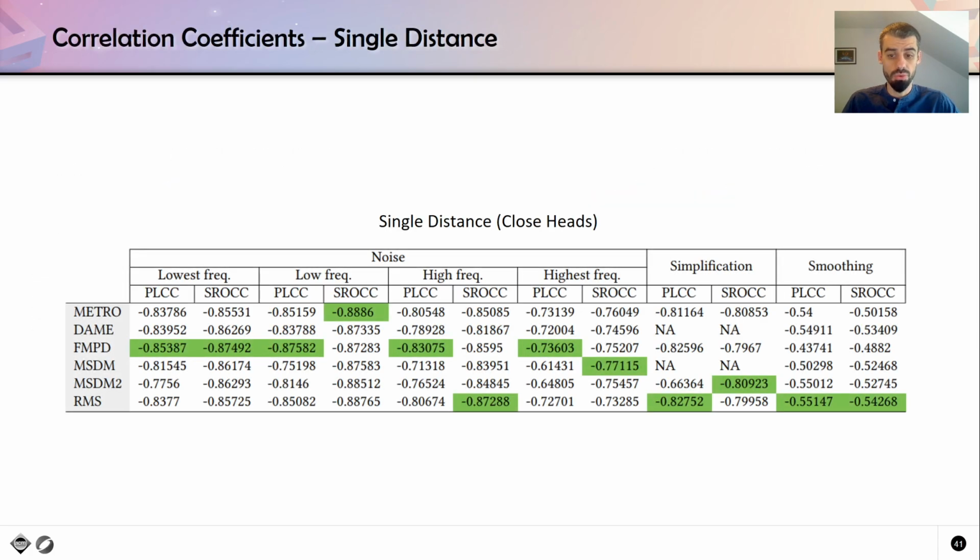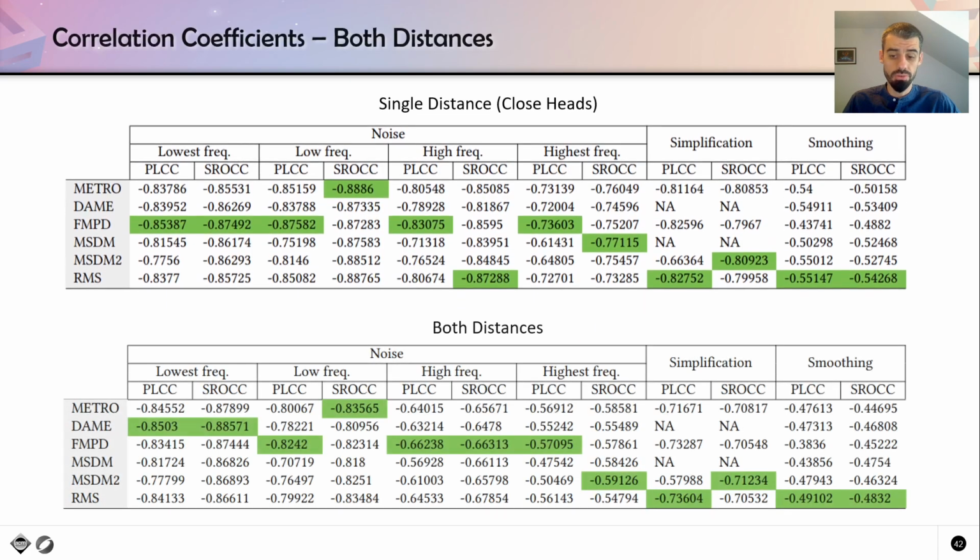Having GOD values for all the heads from the dataset, we decided to check how well metric predictions correlate with the subjective data we collected. At first, we checked the correlation for a single distance for every single distortion type separately. As can be seen, FMPD seems to be the most versatile metric amongst all the other tested. Surprisingly, RMS also provides a good correlation when only a single type of distortion is considered at a time.